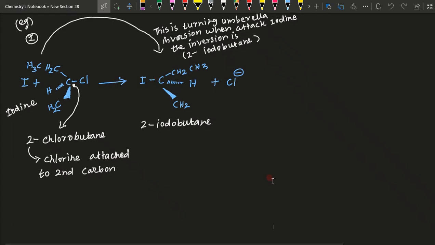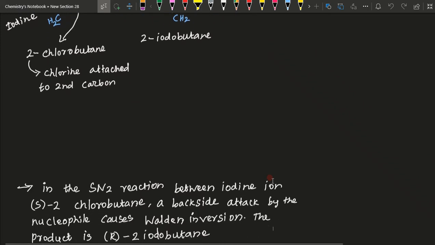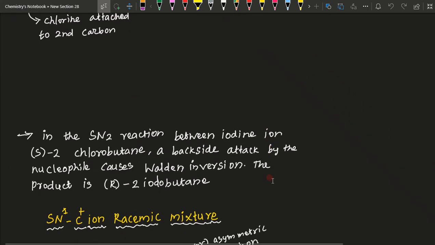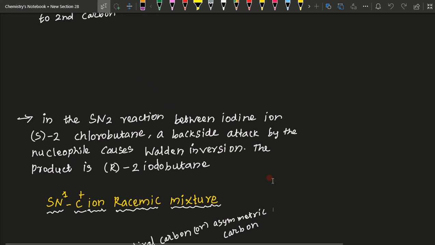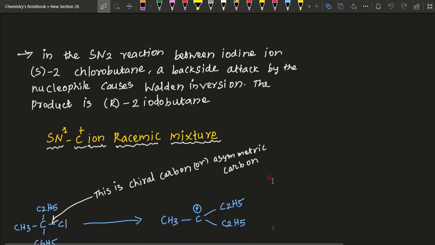Next, in the SN2 reaction between iodide ion and S-2-chlorobutane, a backside attack by the nucleophile causes Walden inversion. The product is R-2-iodobutane. This is the backside attack by the nucleophile. See below.